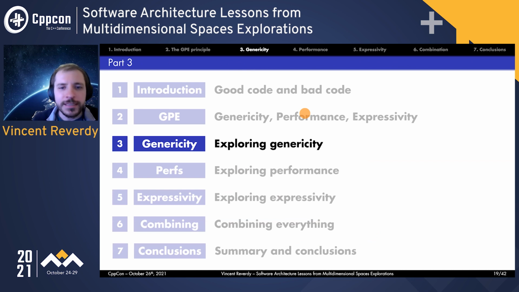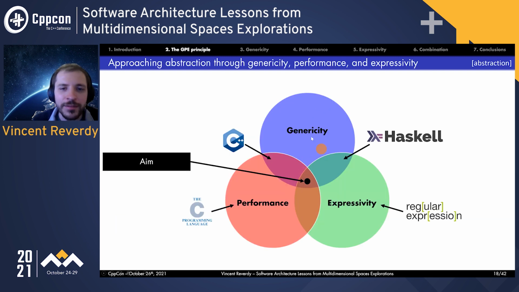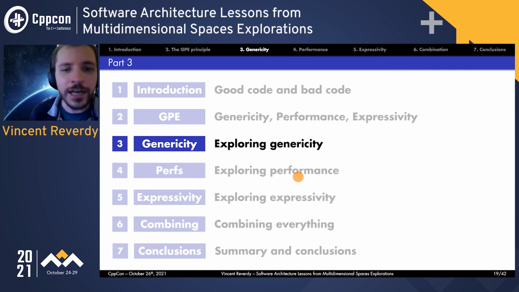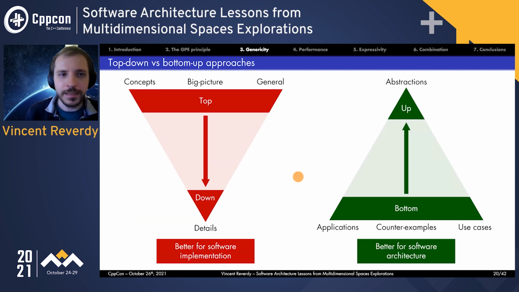So starting with genericity, because if we want to be able to deal with multidimensional spaces in a good way, in the right way, that means aiming for having the three all together. So the first thing is, how do we handle the genericity of the code? Genericity, having generic code, is having a single code that can handle a lot of different particular situations and a lot of different use cases and applications, etc., with the same abstractions.